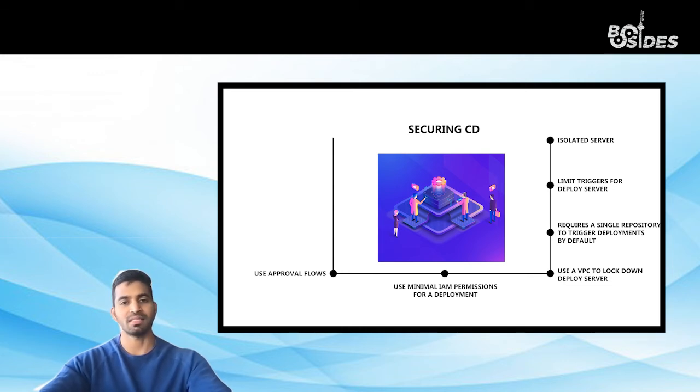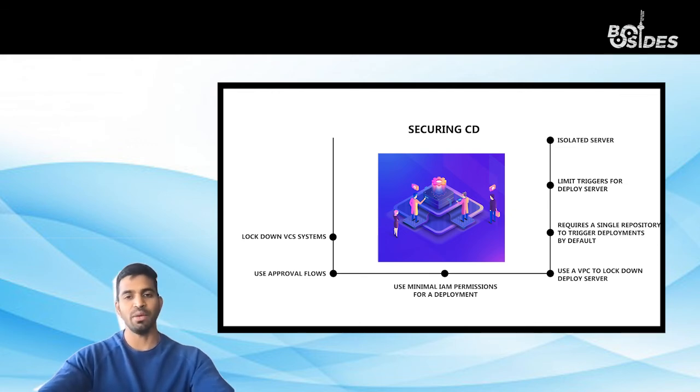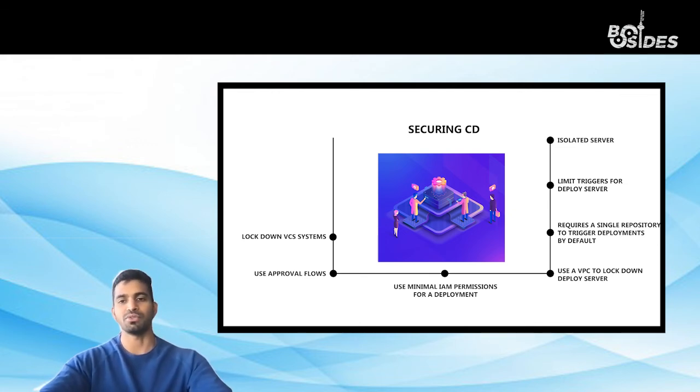Always lock down the VCS system. It is a good practice to define the deployment pipeline as code. However, this means that anyone with access to those code repositories could modify the pipeline, even on feature branches. This can be exploited to skip any approval process you have defined in the pipeline by creating a new branch that overrides the pipeline configuration.